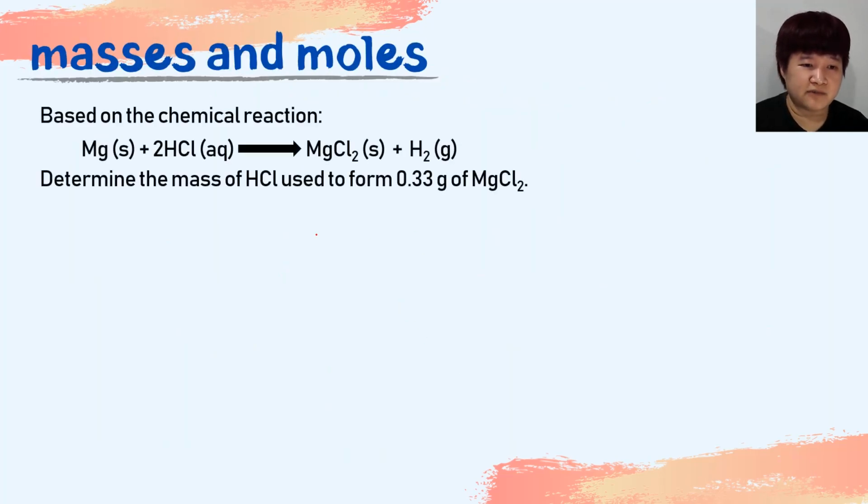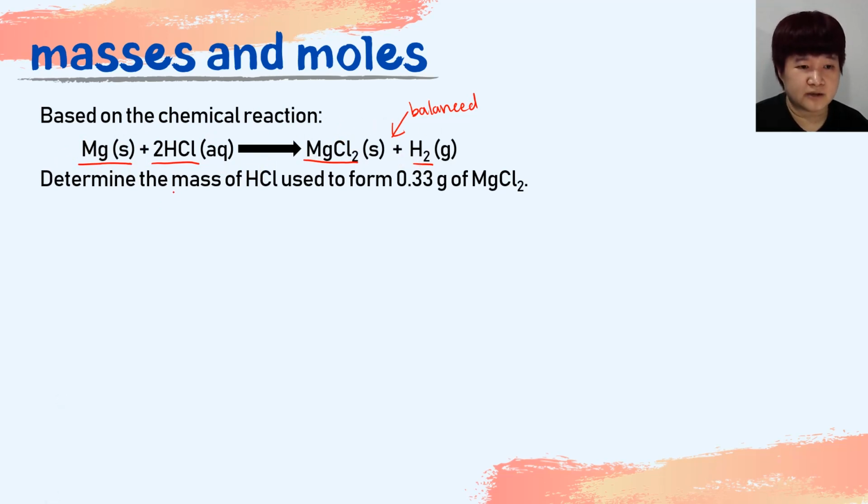So let's go into some examples. The first example on the screen: I have 1 mole of magnesium reacting with 2 moles of hydrochloric acid, forming magnesium chloride and hydrogen gas. The first thing we are going to do is make sure this is a balanced chemical equation. If you look at it, I have 1 magnesium, 1 magnesium; 2 hydrogen, 2 hydrogen; 2 chlorine, 2 chlorine. So the chemical equation is now balanced.